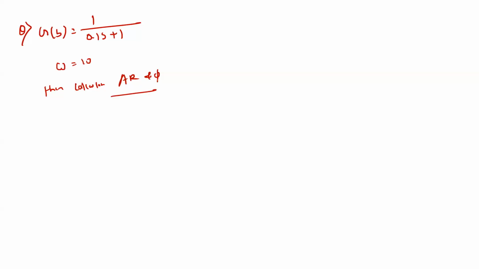Okay, if you don't have any doubt, then let's say we have a transfer function G(s) = 1 upon (0.1s + 1), and let's say omega is equal to 10. Calculate the amplitude ratio and phi for this particular system. Calculate within 1 minute. Fast.